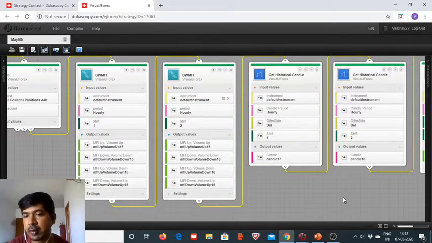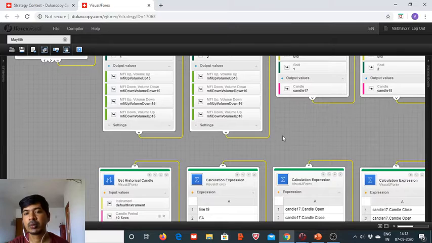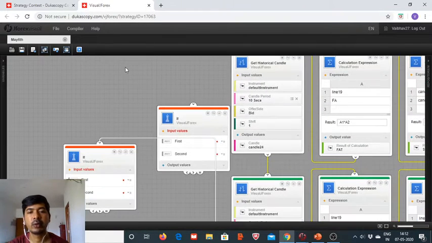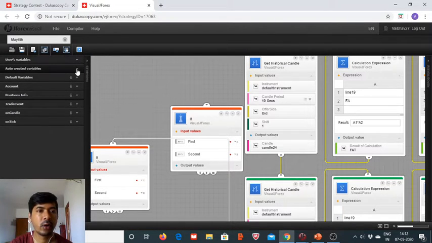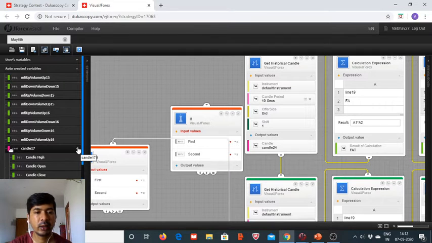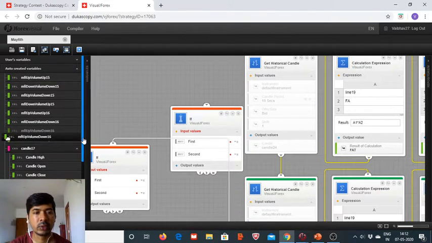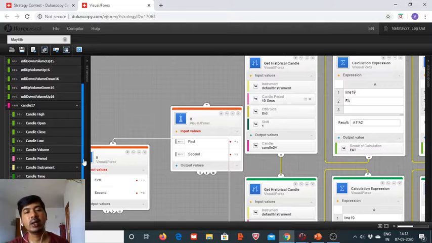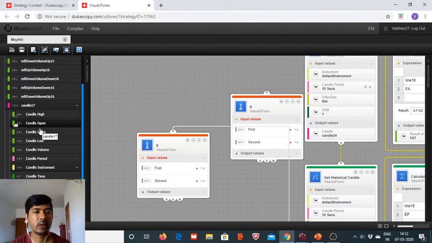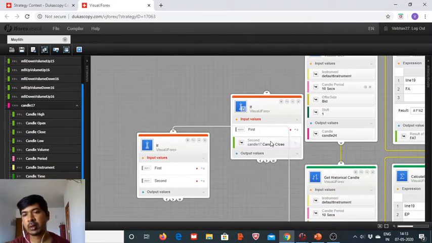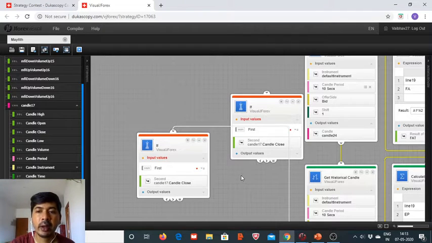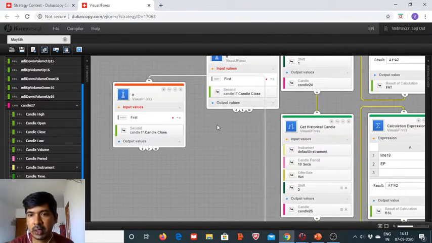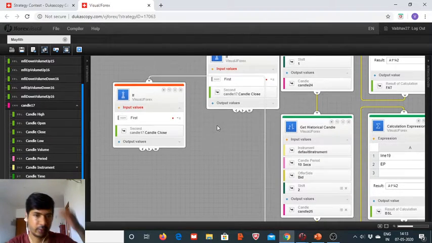So here is the hourly candle, and that is candle 17 with shift 1, and we take the candle 17 shift values, the closing values. So here we look for the auto created variable candle 17. We need the closing values. So we take candle 17 close here and then we take the candle closing here. And now we need to compare it with candle 24's and candle 25's closing levels.